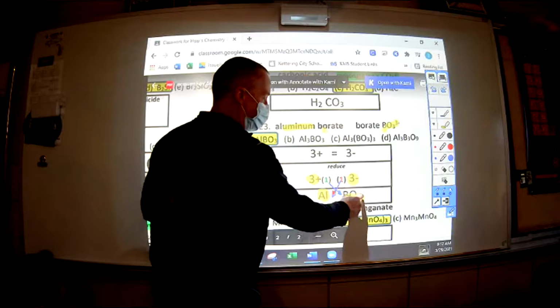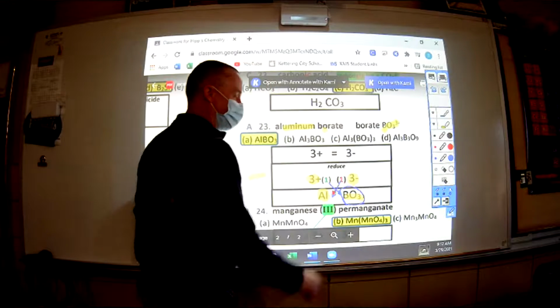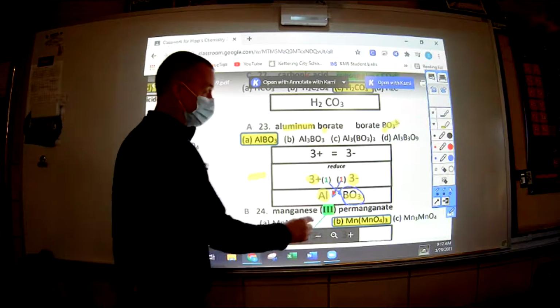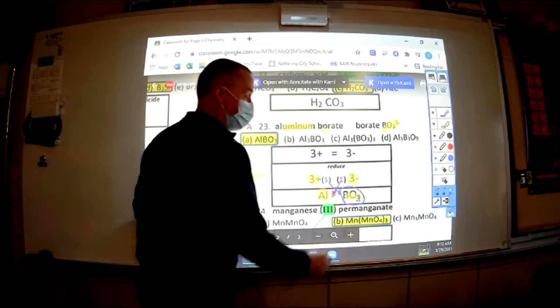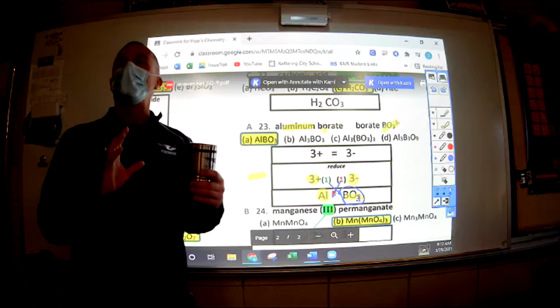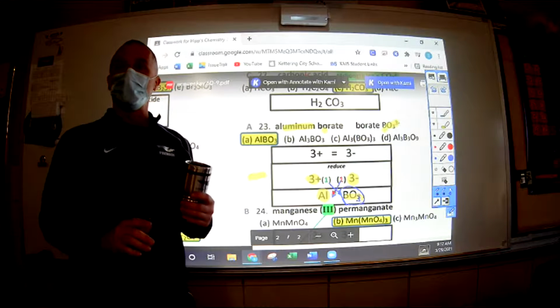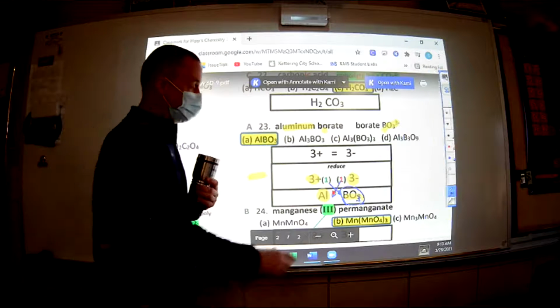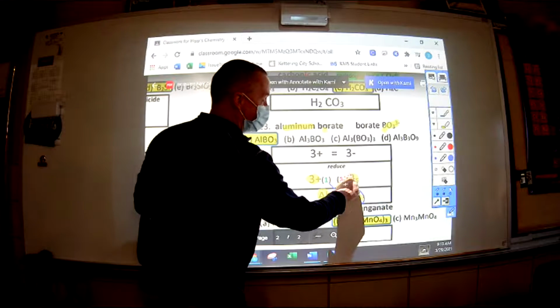How many borate ions do I have here? A lot of people want to say 3. Why? Because they see the 3 there. No, the borate ion has 3 oxygens on it. How many borate ions are there? 1. If there was more than 1, we would see parentheses. So there's 1 borate ion charged at 3-.